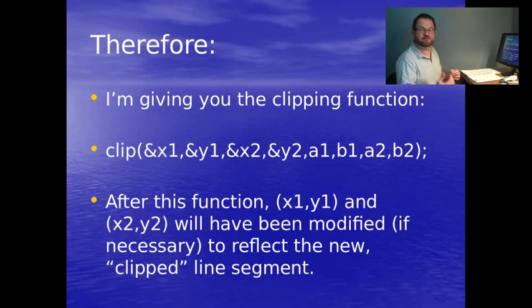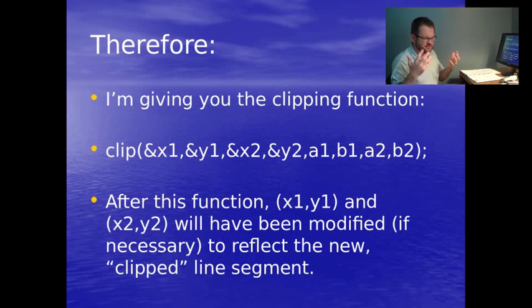Clip is a function. It's a void function. And what clip is going to do is change the values of x1, y1, and x2, y2 if needed to reflect how the endpoints need to change once the line segment has been clipped. It has 8 arguments, x1, y1, x2, and y2. And because x1, y1, and x2, y2 might change, they have ampersands in front of them. And then the last 4 arguments are the corners that describe your clipping region. They aren't going to change, so you don't need the ampersands in front there.